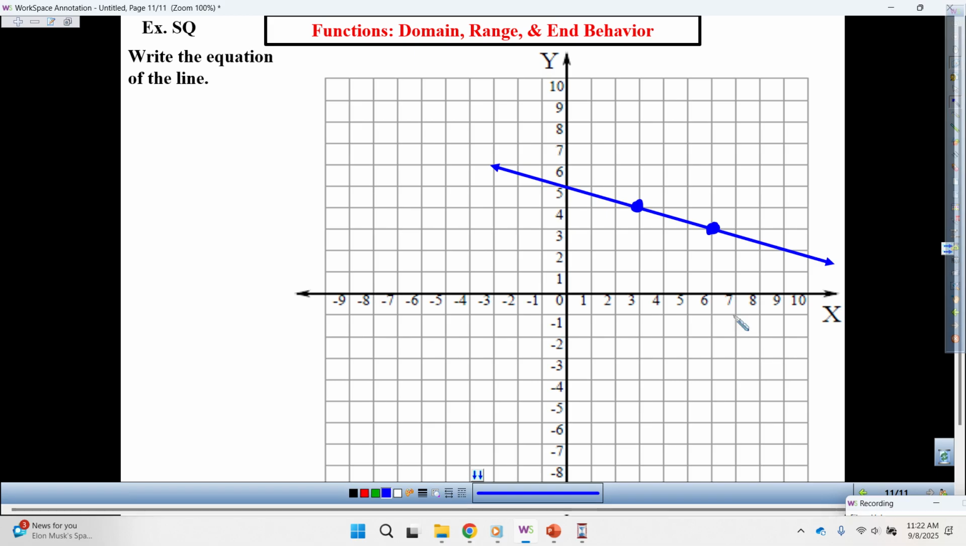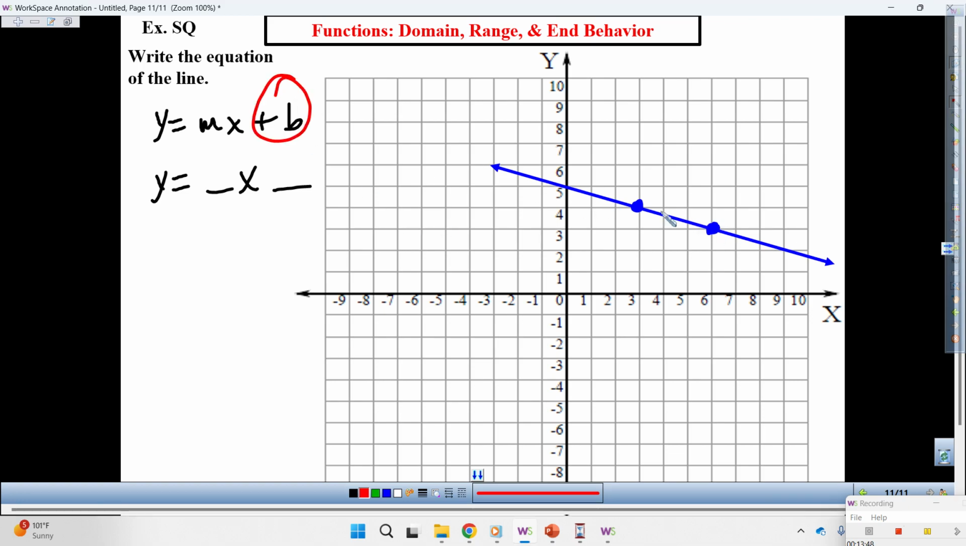All right? I'll give you a head start. Write me the equation. All right? Let's see. First thing you did, you wrote y equals mx plus b. Next, y equals blank x blank. Where do we start? We start with our plus b or our y-intercept. Where does it cross? It crosses at positive 5.